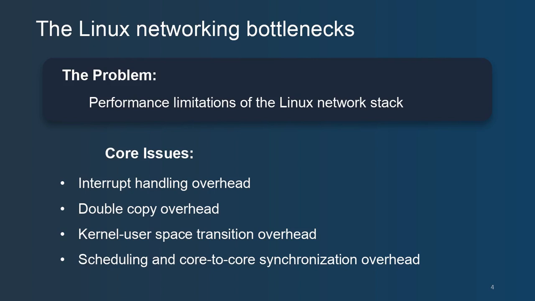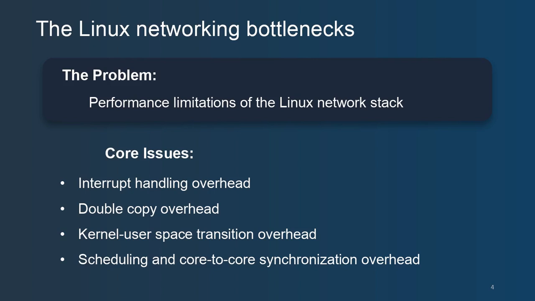The second issue is double copy overhead. When a packet arrives, it's first received into a kernel buffer and then copied into a user space buffer. Each of these copies wastes valuable CPU cycles and consumes memory bandwidth. Next, kernel user space transition overhead. Every packet goes through kernel system calls.